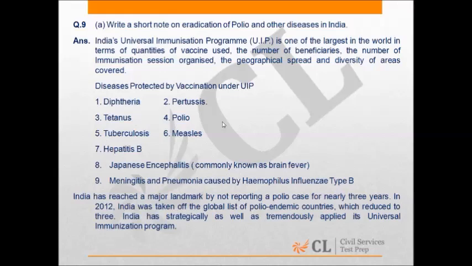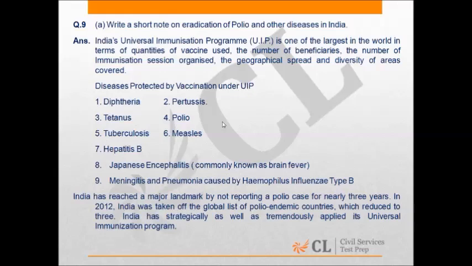Question number 9, very straightforward, very informational question, just information based. Write a short note on eradication of polio and other diseases in India. So friends, all of you know only 3 countries have been described as polio endemic by the World Health Organization, and these 3 countries are Pakistan, Afghanistan and Nigeria. India got a certificate about the polio eradication by the World Health Organization on 27th March 2014.